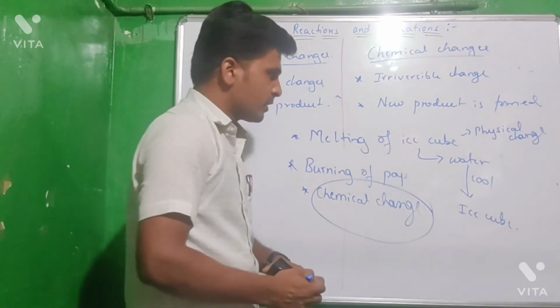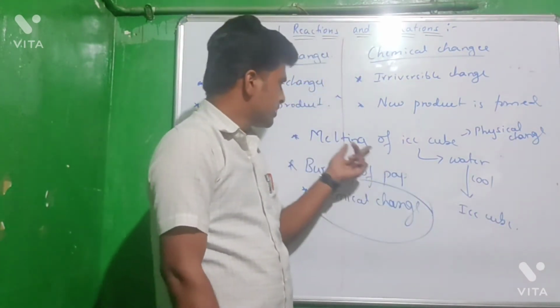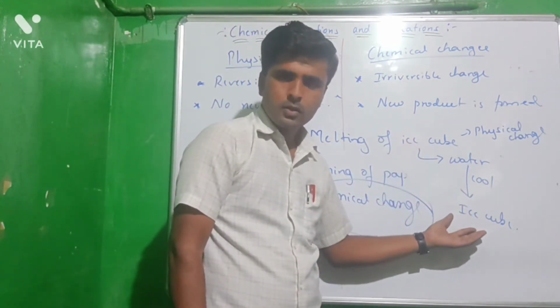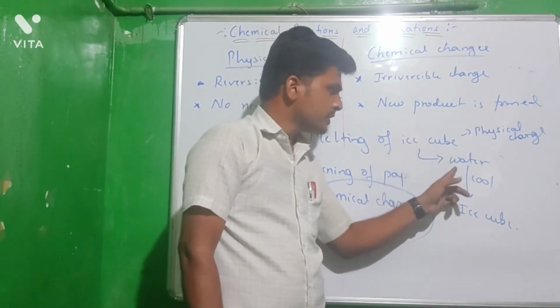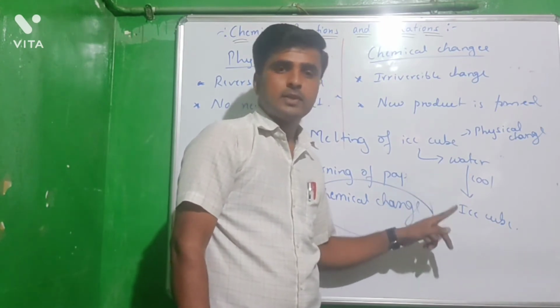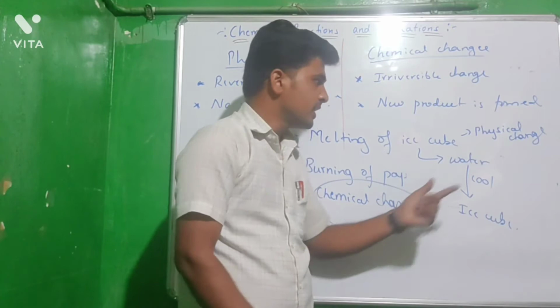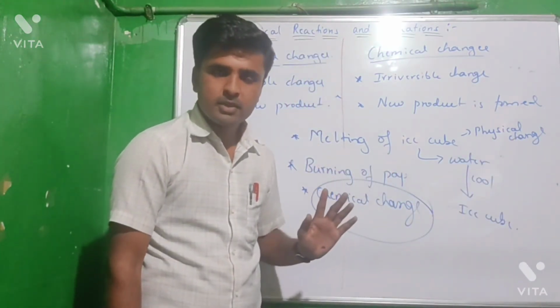Listen here. The final product is an ice cube, and the initial product is also an ice cube. There is no formation of a new product, and it is also reversible. Why? The ice cube turns into water, and again water turns into an ice cube, so it is reversible. If it is reversible and no new product forms, it is definitely a physical change. Clear about the physical and chemical change?